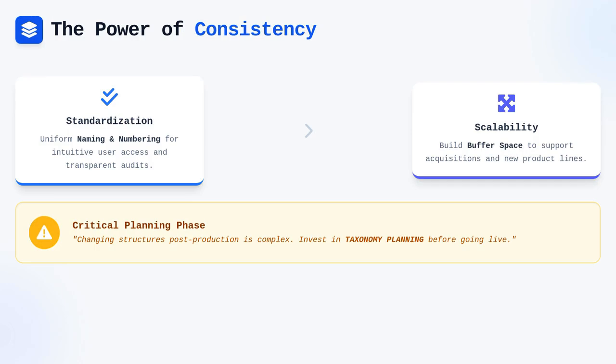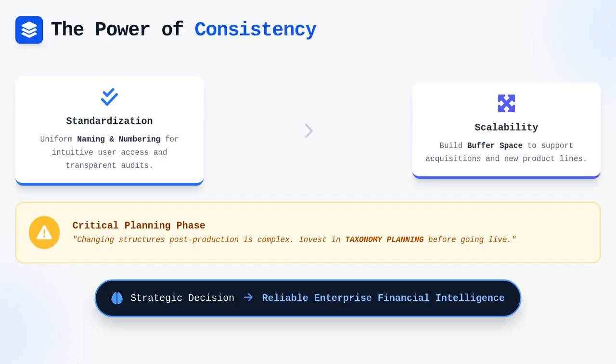Remember that once a chart of accounts is active, changing its structure can be complex, so invest the necessary time in planning the taxonomy before entering production data. These technical choices are not just administrative tasks. They are strategic decisions that dictate the reliability of your enterprise financial intelligence.